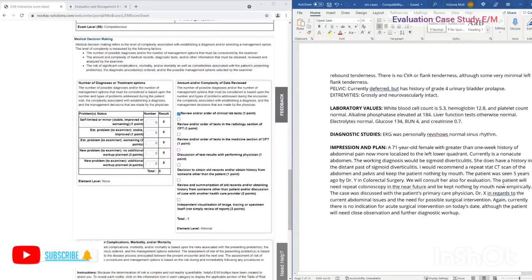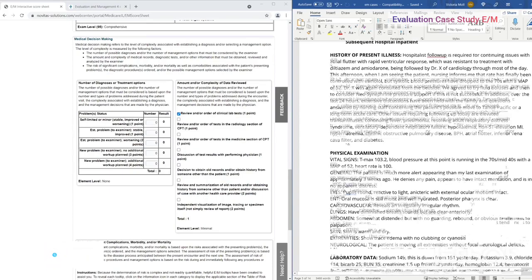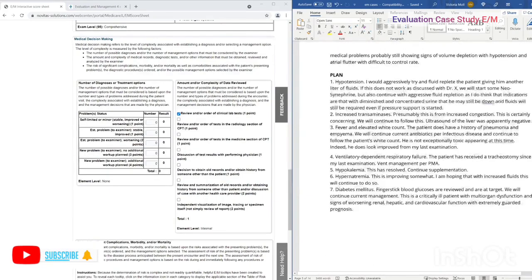But let's see here. It says here that he looked at this patient. I know I saw it here, that he saw him 3 weeks ago. Yeah, so it said here, patient is much more alert appearing than my last examination of approximately 3 weeks ago. So assuming these are all established from 3 weeks ago, we would count these as established problems, unless we could further delve into the electronic medical record system and determine that maybe some of them might be new. But let's see, we have established problems.